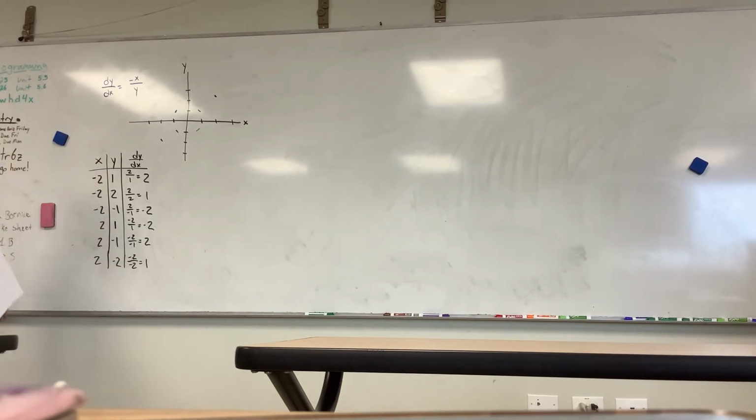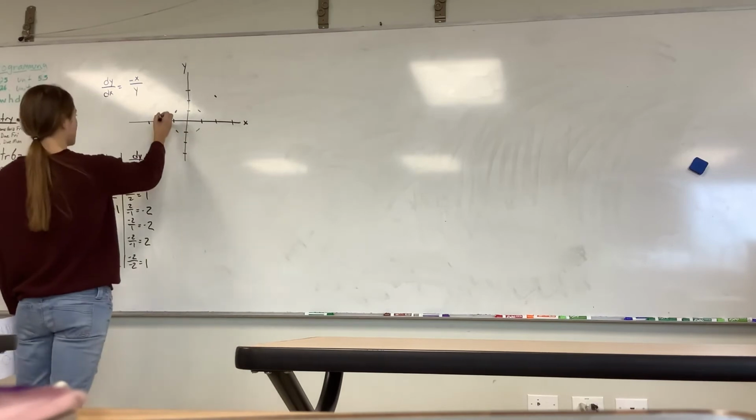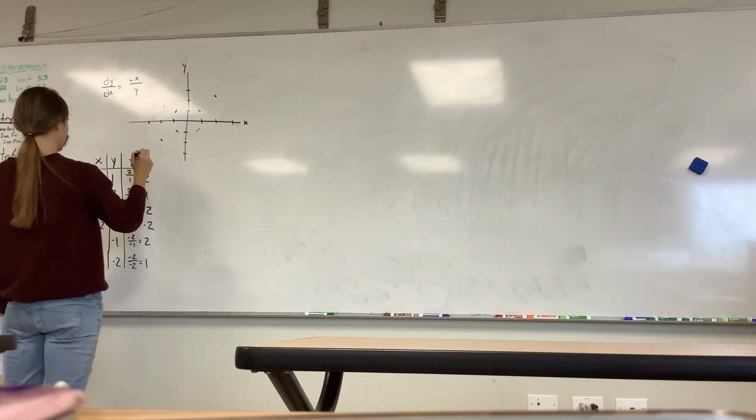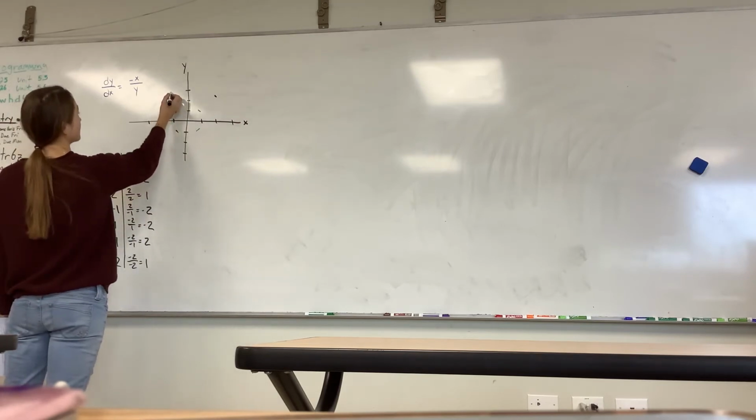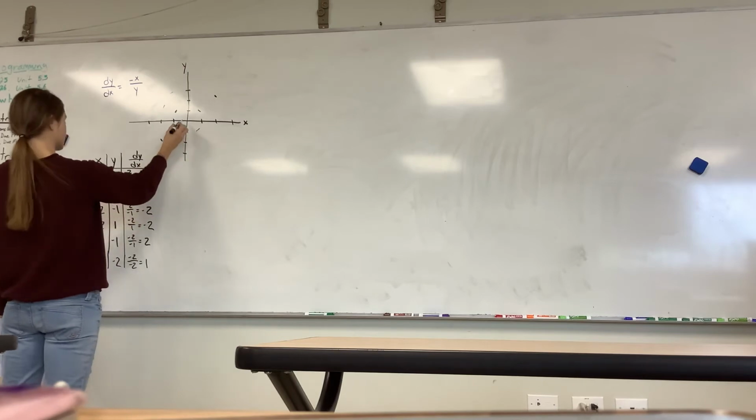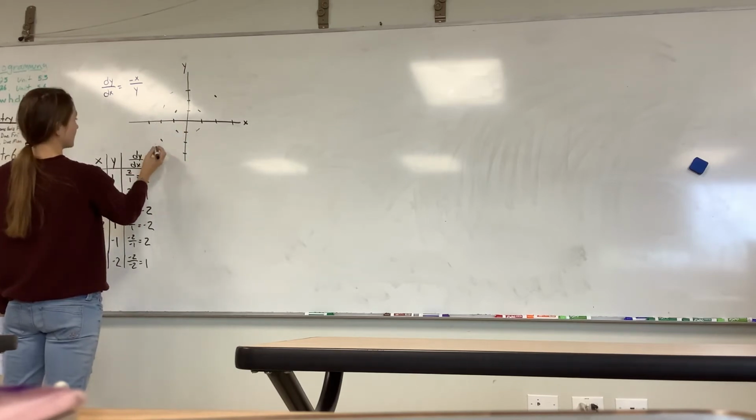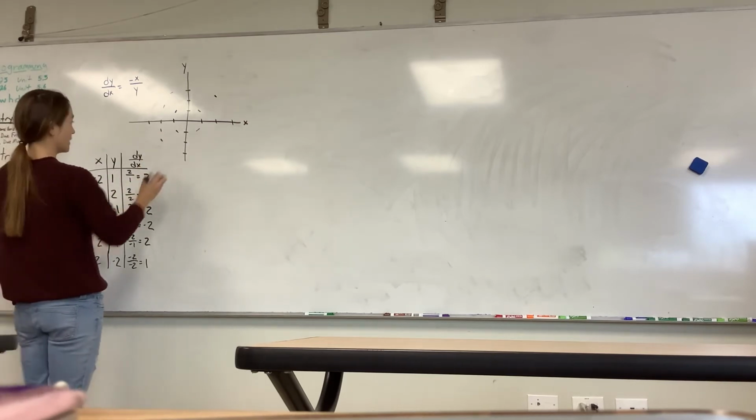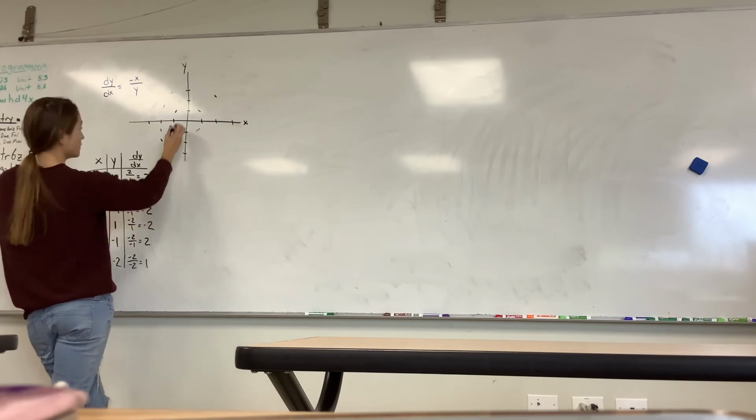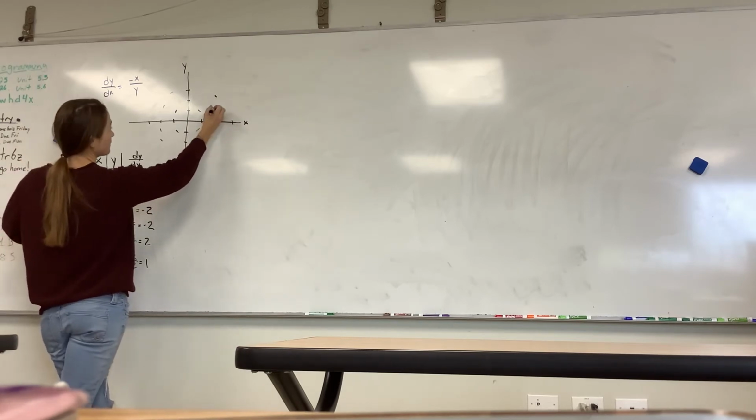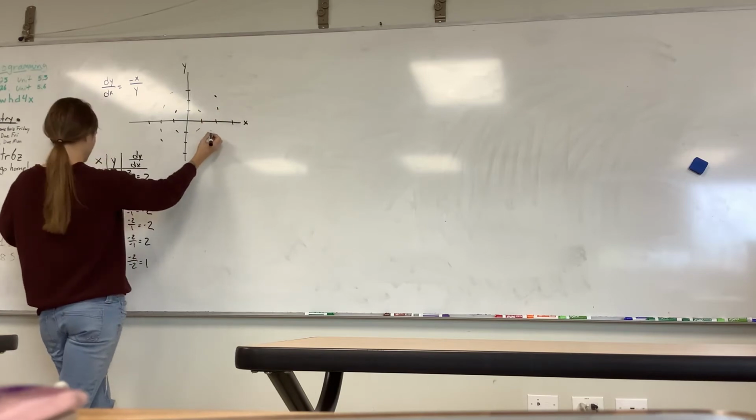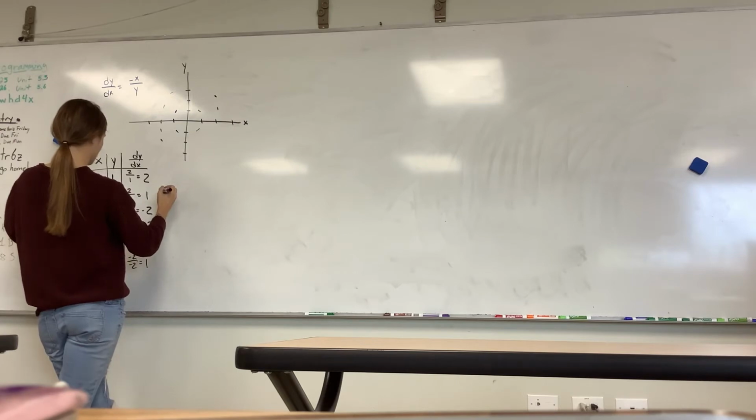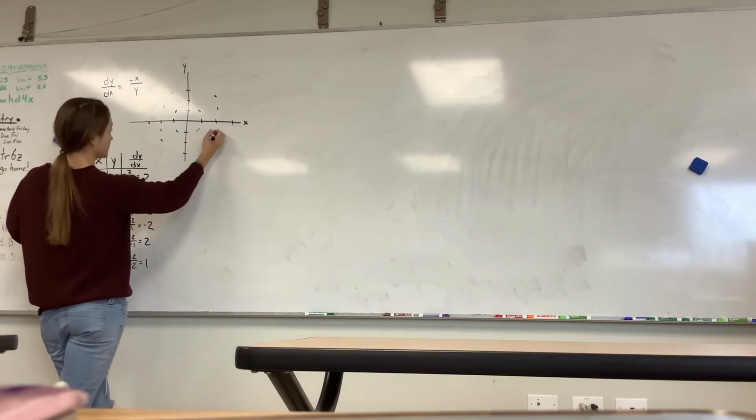So now I'm going to just graph a couple more slopes here. At (-2, 1), I have a +2 slope. At (-2, 2), I have a +1 slope. At (-2, -1), I have a -2 slope. At (2, 1), I have a -2 slope. At (2, -1), I have a +2 slope.